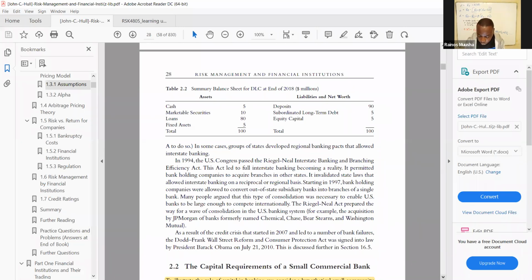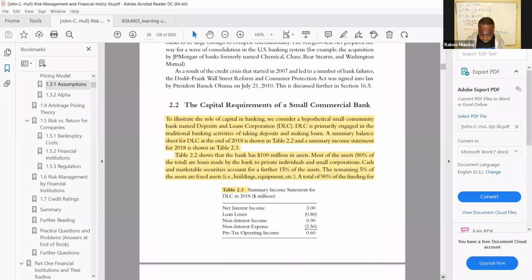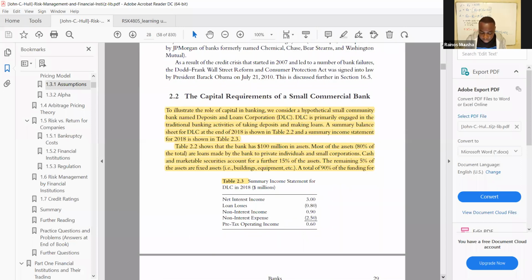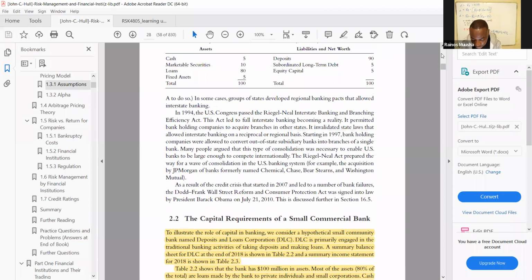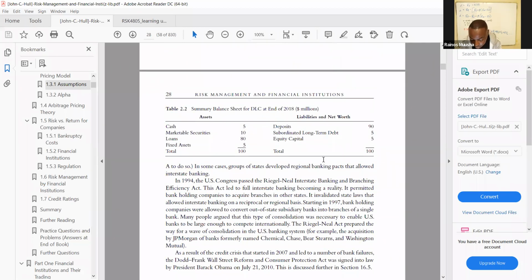So looking at unit 2.2, we look at capital requirements of a small commercial bank. Remember, the small commercial bank that we're discussing here is an assumed commercial bank, which is given by this balance sheet on table 2.2.